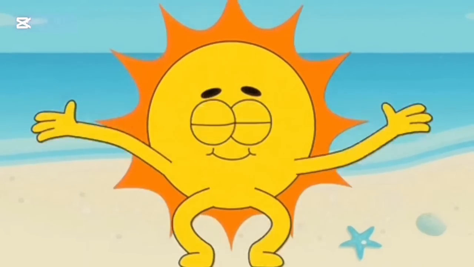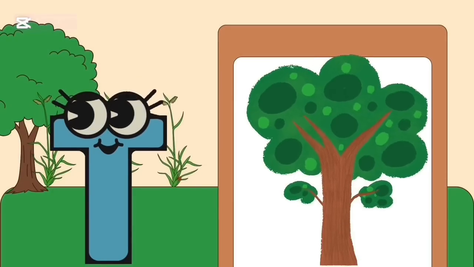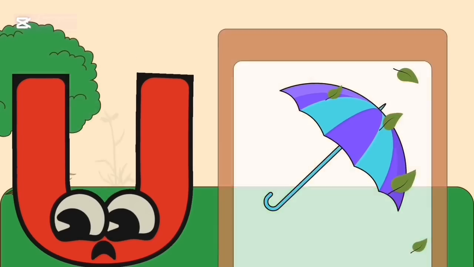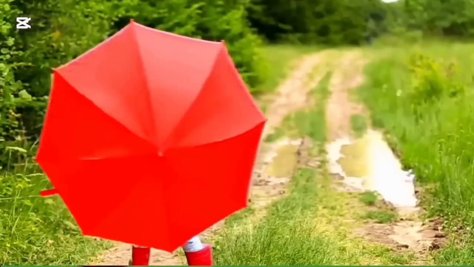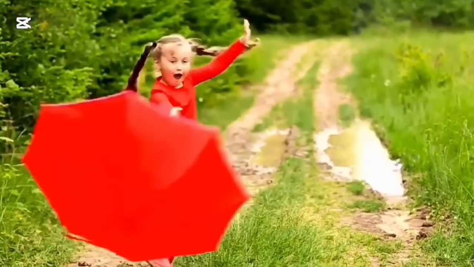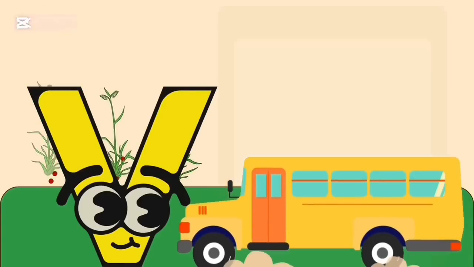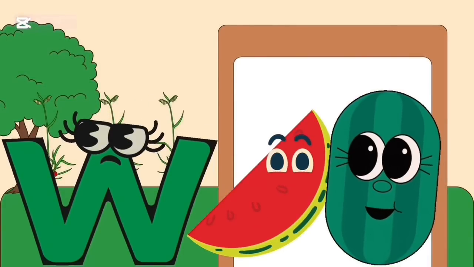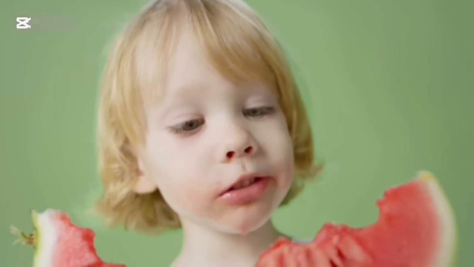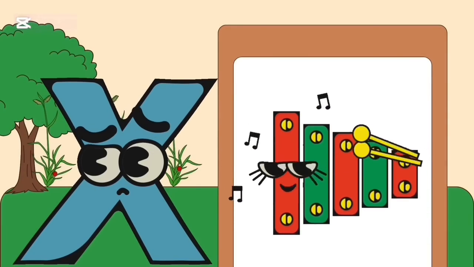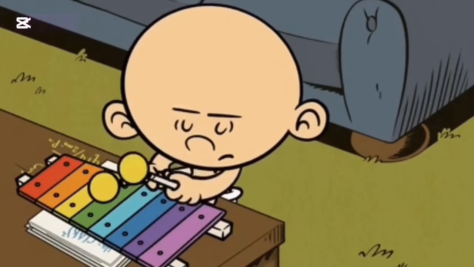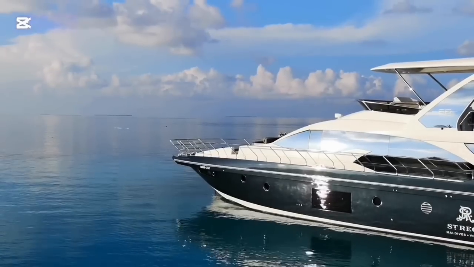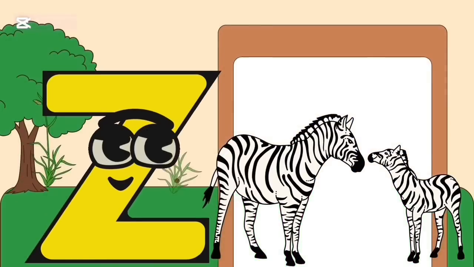T is for tree. Tree. U is for umbrella. Umbrella. V is for van. Van. W is for watermelon. Watermelon. X is for xylophone. Xylophone. Y is for yacht. Yacht. Z is for zebra.